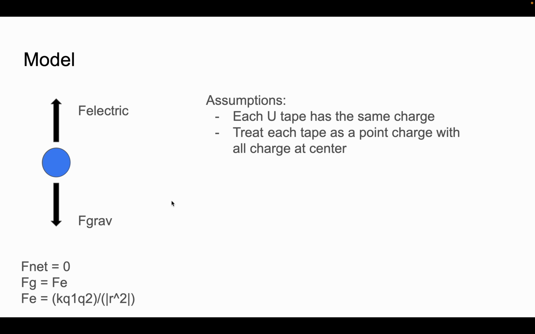In order for this model to work, we have to assume that each U-tape has the same charge, so that this Q1 and Q2 term are the same and we only have one unknown variable. And we have to treat each piece of tape as a point charge with all the charge located at the center.